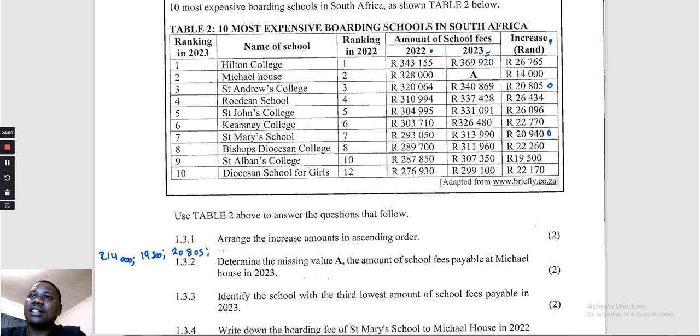20,805. Then it will be followed by 20,940. Now ask yourself, do you still have anything of 20,000? No. Do you have anything of 21,000? Let's observe. Do you have anything of 21,000? No, we don't have. Do you have anything of 22,000?